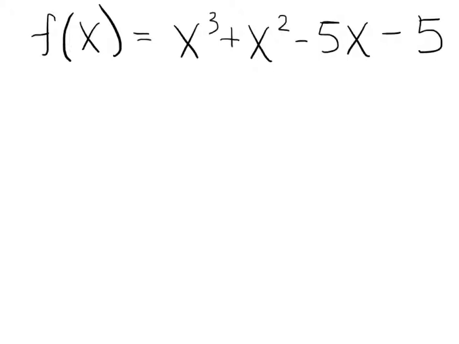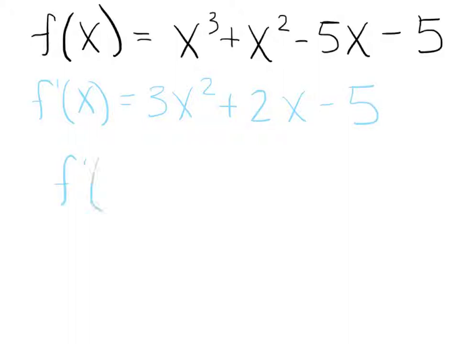Now, take the function f of x equals x cubed plus x squared minus 5x minus 5. The first step in finding where f is increasing and decreasing is to find the derivative. So we take the derivative of the function, and to make things easier on us in the future, we will just factor it.